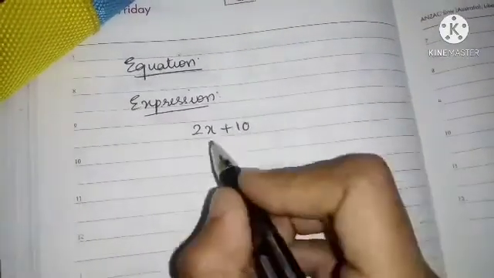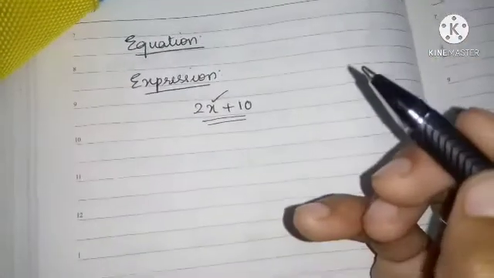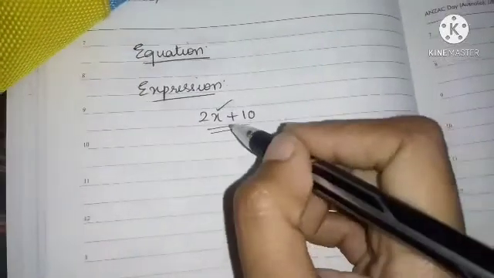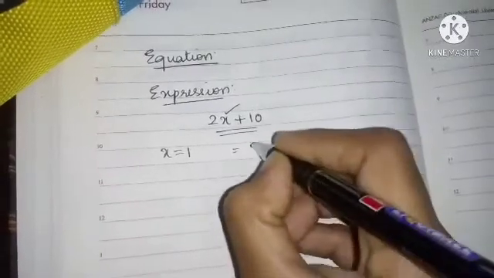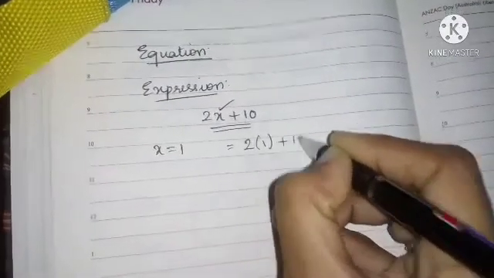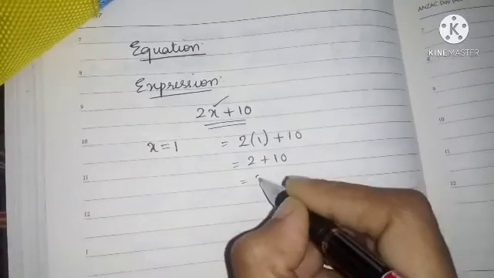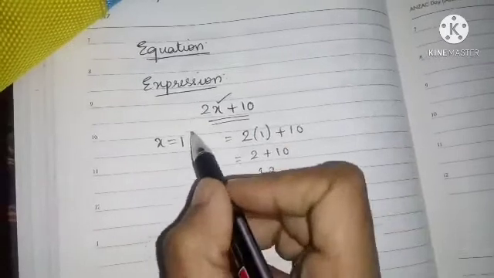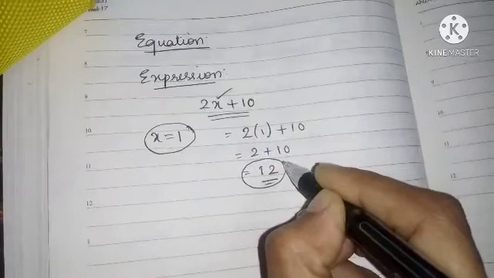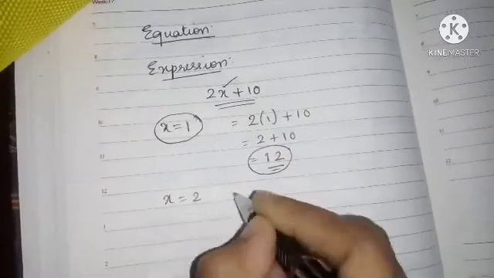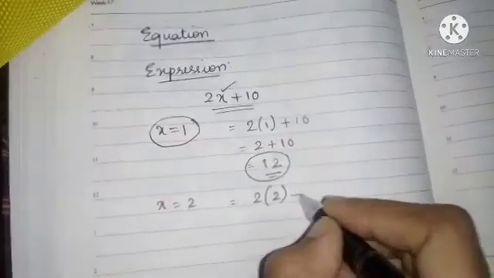So the value of this expression will change according to the value of the variable. What is the value of this expression, children? When x is equal to 1, you will write it as 2 into 1 plus 10. 2 into 1 is 2, plus 10, 12. So when the variable x is equal to 1, you are getting the value of the expression as 12. So when x is equal to 2, you will write 2 into 2 plus 10.